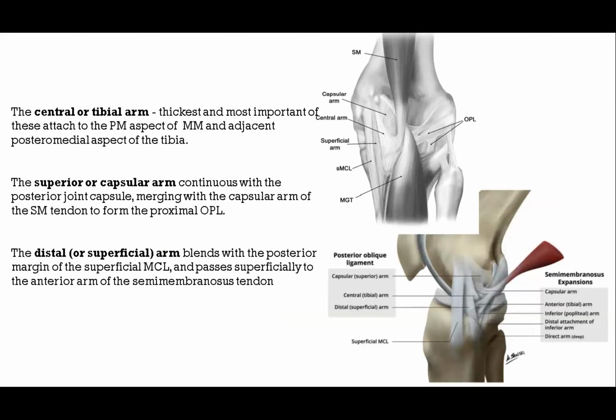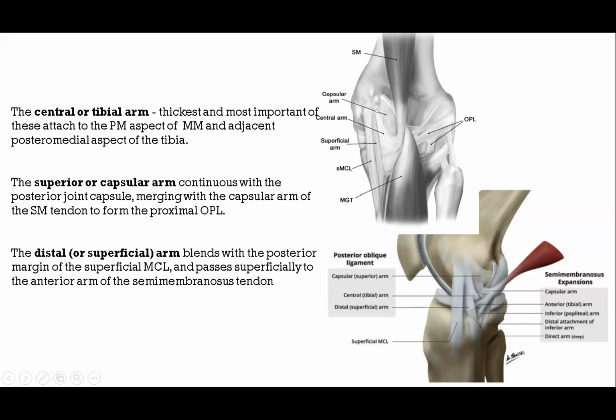Coming to the components of the posterior oblique ligament, it has 3 important arms: the central or the tibial arm, and most important, it's attached to the medial aspect of the medial meniscus and the adjacent tibial surface. So this is the central arm. The distal or superficial arm blends with the posterior margin of SMCL, as already said, and passes superficially to the main tendon of the semimembranosus.